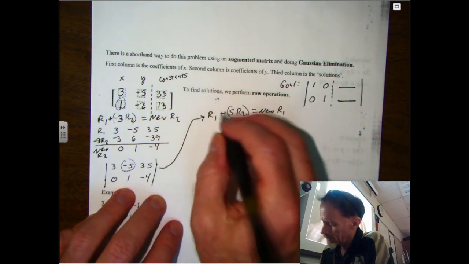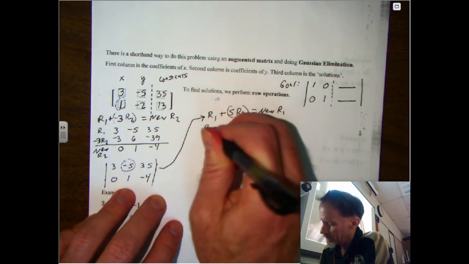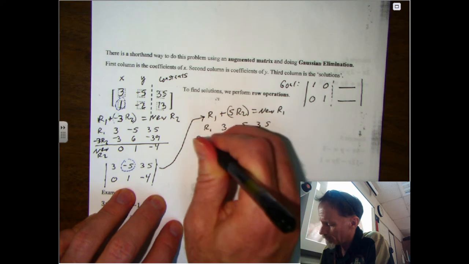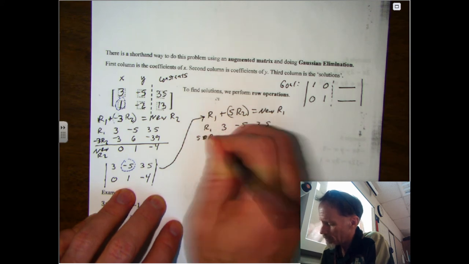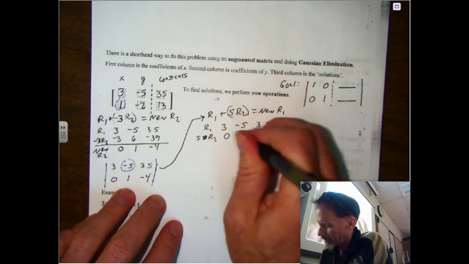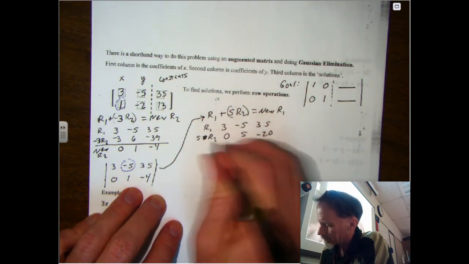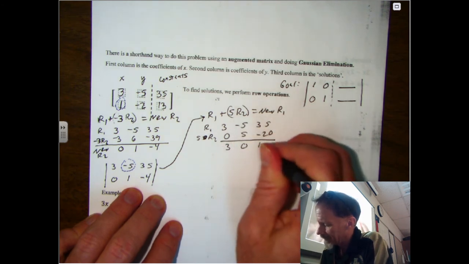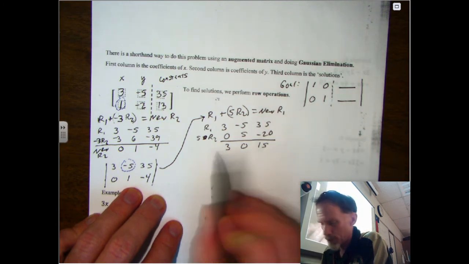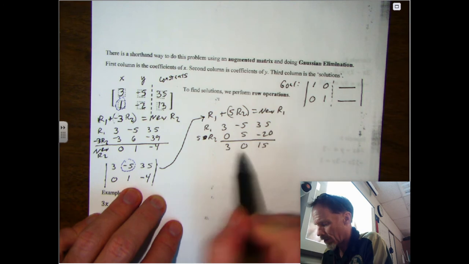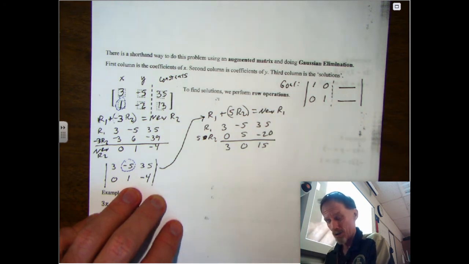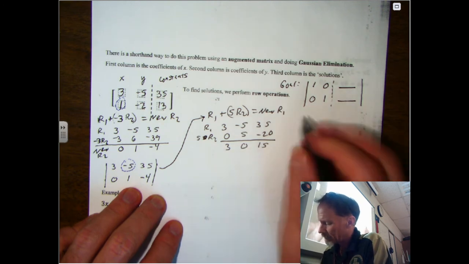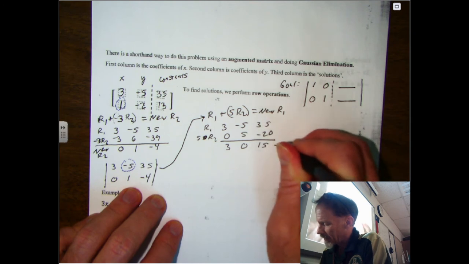So again, row 1 is 3, -5, 35, and 5 times R2 is 0, 5, and -20. And just combine the rows: 3, 0, 15. And notice here, folks, this is one thing we can always do too. Remember, I said we can multiply or divide a whole row by something if it makes it easier, if we can get smaller numbers. And notice I can divide both of these by 3. So I can divide by 3.